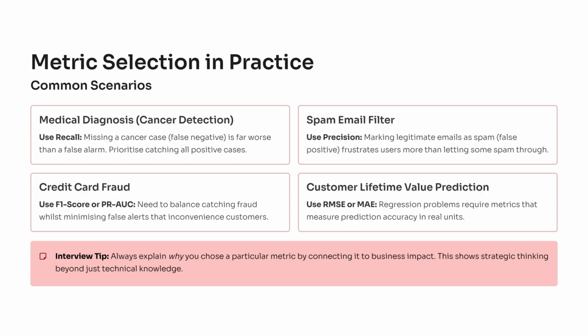For a spam email filter, it's the opposite. Marking a real email as spam frustrates users more than letting a few spam messages through. So here, precision is your priority.